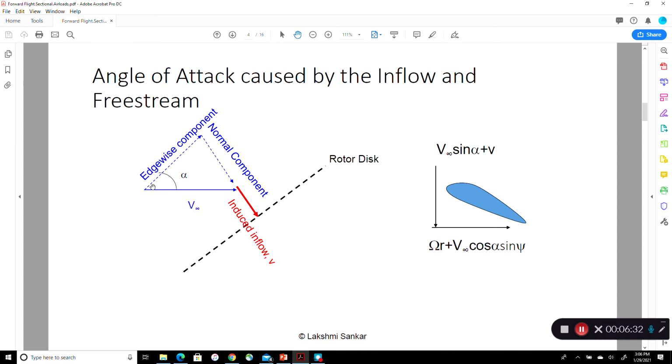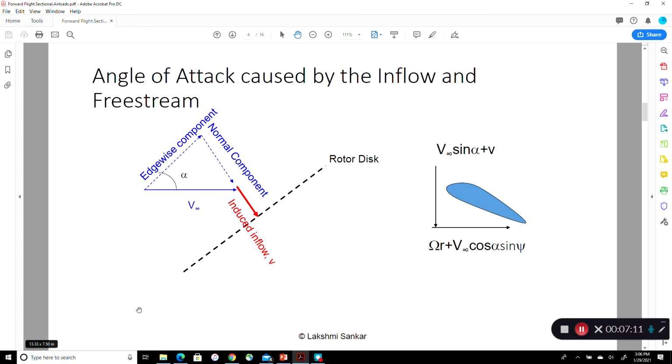So this component of velocity is called the edgewise component of velocity parallel to the rotor disk. That component is going to be v infinity times cosine of alpha. But we also get a normal component, which is v infinity times sine of alpha. Then we have the induced inflow velocity, small v. So we get a total additional downwash of v infinity sine alpha plus v. How about in this direction?